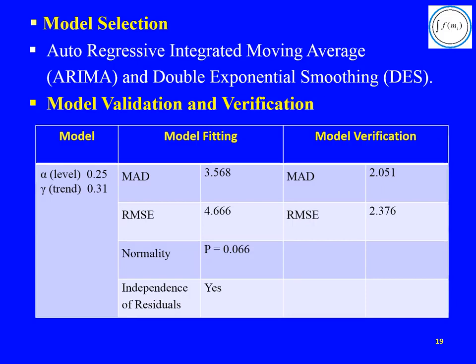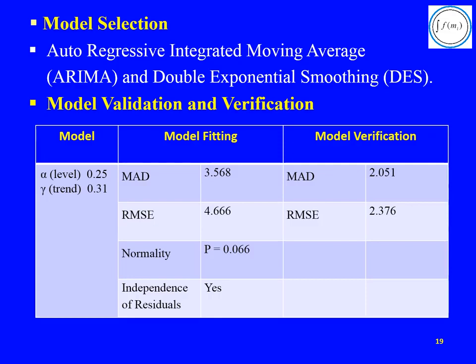The first one is autoregressive integrated moving average, that is ARIMA. The second one is DES, that is double exponential smoothing. When we use ARIMA, we have to test the stationarity of the series. If the series is stationary, we can use ARIMA. But when I fit ARIMA, that model doesn't work.